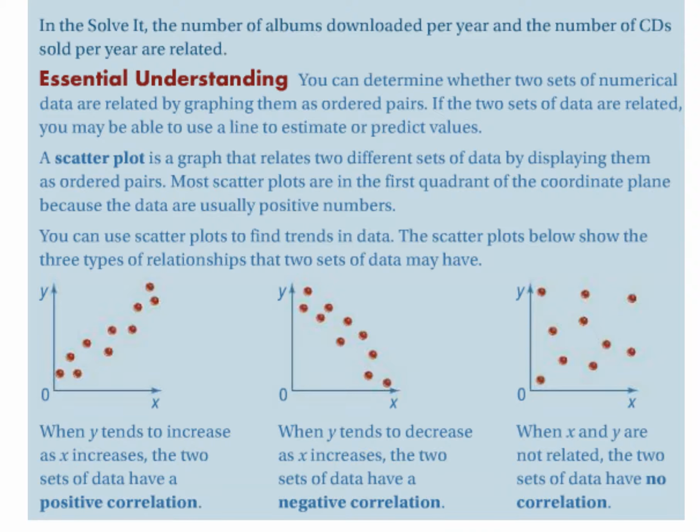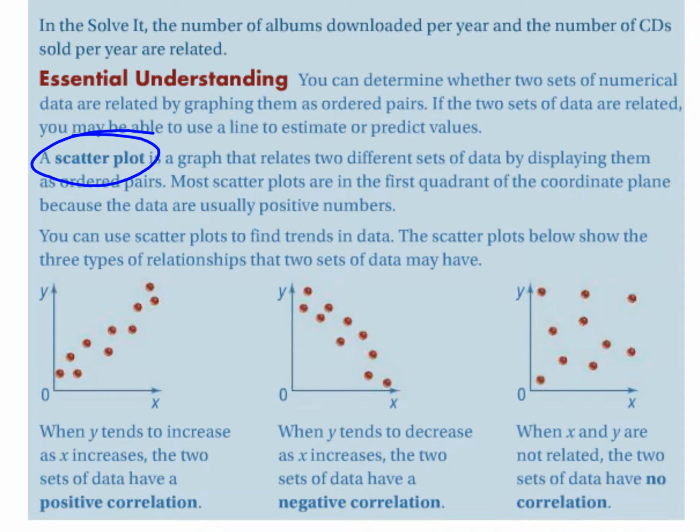You can determine whether two sets of numerical data are related by graphing them as ordered pairs. If the two sets of data are related, you may be able to use a line to estimate or predict the values. A scatter plot is a graph that relates two different sets of data by displaying them as ordered pairs. Most scatter plots are in the first quadrant because usually the data is positive numbers.